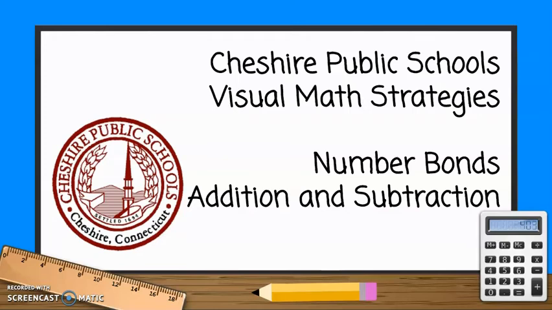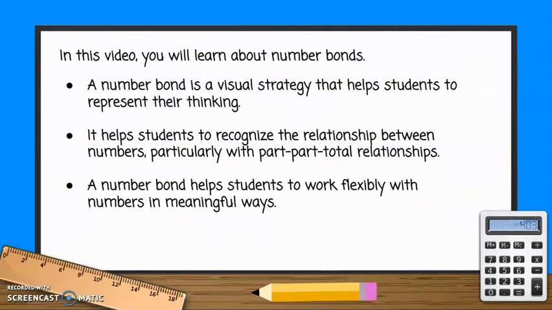This video clip will introduce to you an important visual called number bonds and how it can help students understand addition and subtraction. In this video, you will learn about number bonds. A number bond is a visual strategy that helps students to represent their thinking. It helps students to recognize the relationship between numbers, particularly with part-total relationships. A number bond helps students to work flexibly with numbers in meaningful ways.